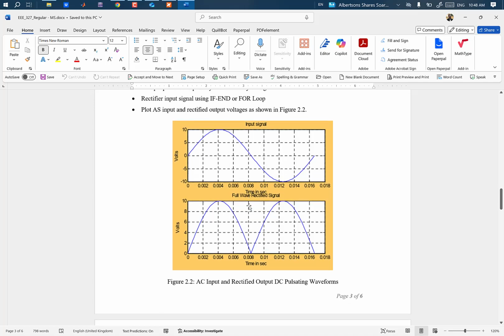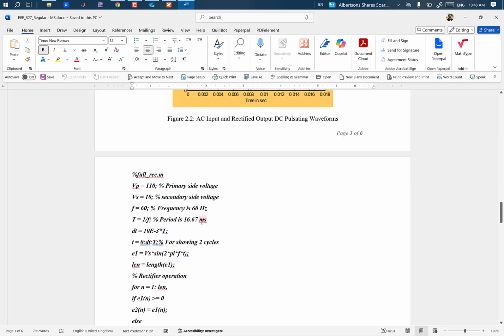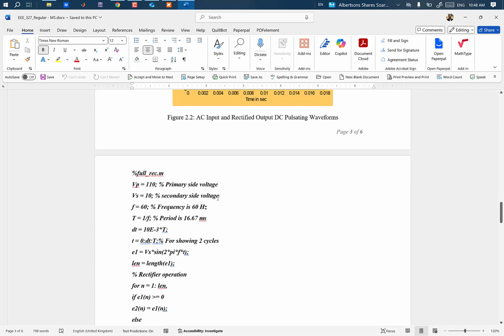So when you look at this, first of all, we have the primary side voltage and we have the secondary side voltage, and we have the frequency. These are all declarations of variables. Then a formula for time, which is T, has also been declared. And because we already have frequency to be 60 Hertz, once you initialize T equals to 1 over F, that will give you the period.